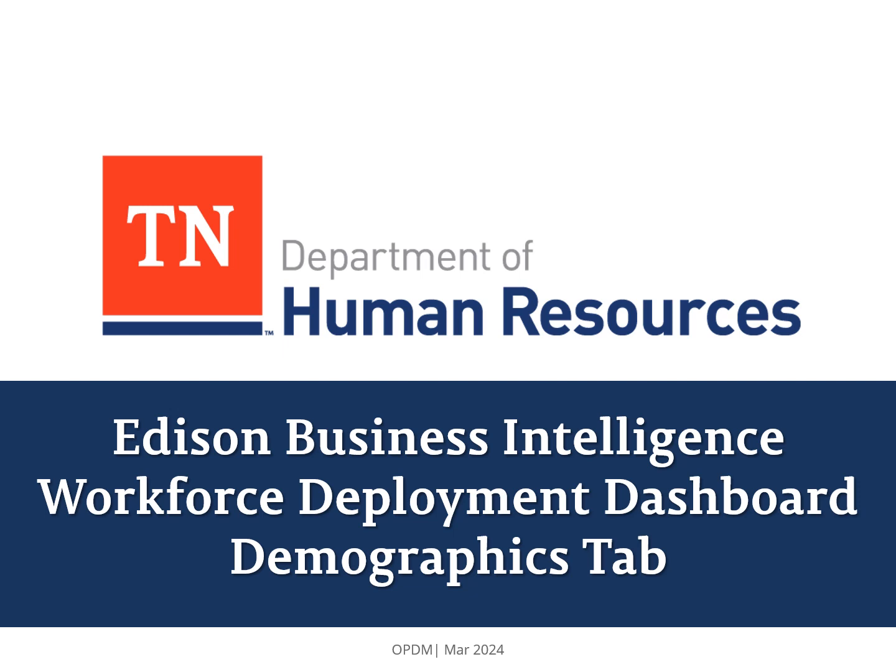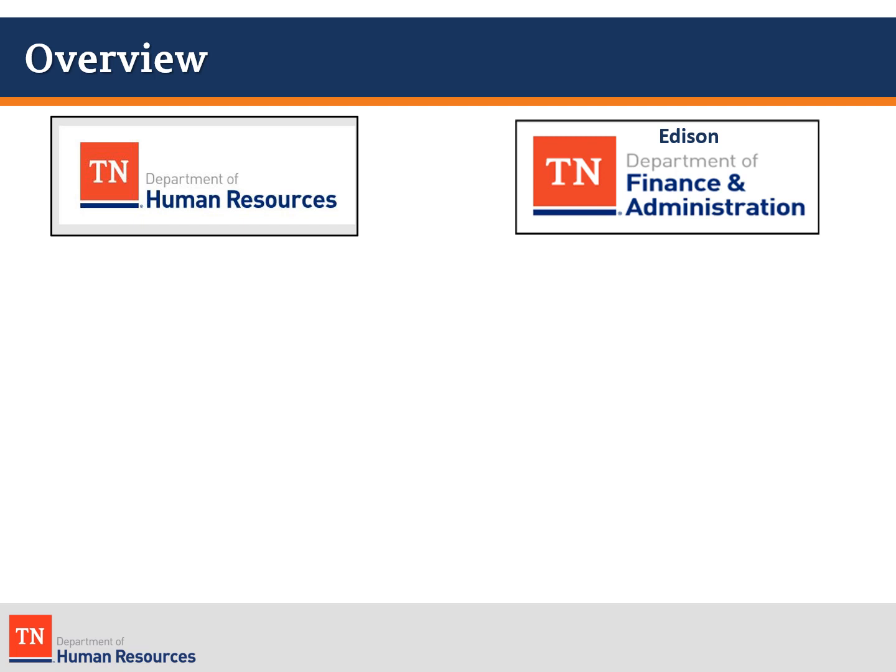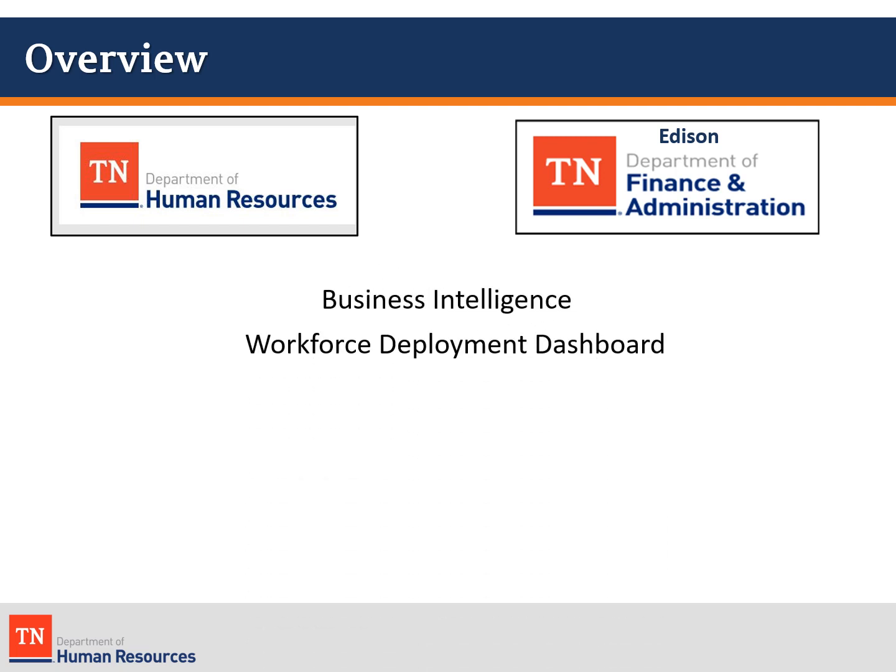This video will review the Demographics Report tab on the Workforce Deployment Dashboard. The Department of Human Resources and the Edison Business Intelligence team in the Department of Finance and Administration have collaborated to build an easy-to-read series of dashboards in the Business Intelligence module of Edison. The Workforce Deployment Dashboard contains key human capital management data metrics that begin at the highest level, such as staffing, turnover, and demographics, in an easy-to-read format.